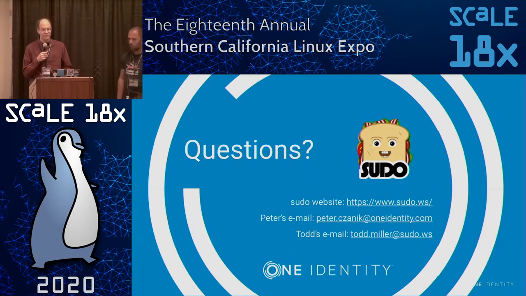So sudo 1.9 is in beta right now. The source is available both on GitHub and on the sudo website. There are binary packages, even though it's a beta version, or you can download the source and build it yourself. So without any further ado, how about some questions?